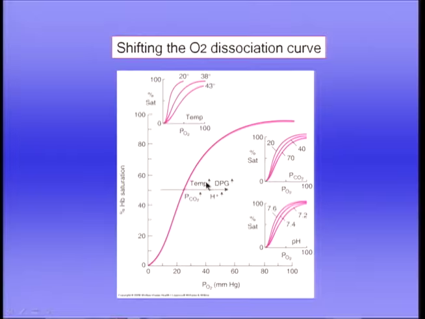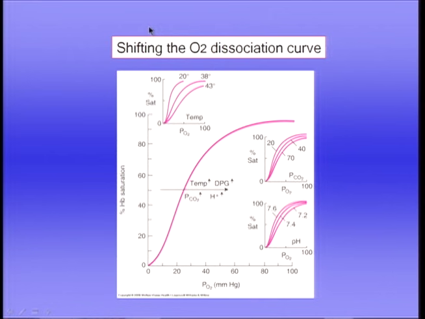Now you may find it difficult to remember that, but I don't, because I remember just one thing, and that is in exercising muscle, the temperature increases because of the metabolism, the PCO2 increases because the exercising muscle is producing lots of CO2, the hydrogen ion concentration increases because of the increase in PCO2 and perhaps an increase in lactate as well, and it's advantageous in exercising muscle to have a right-shifted curve where the oxygen affinity is reduced, because that means that you can unload more oxygen for a given PO2 if the curve is right-shifted.